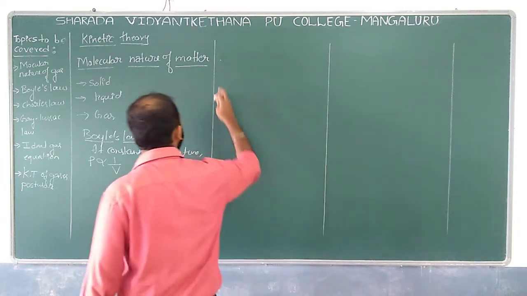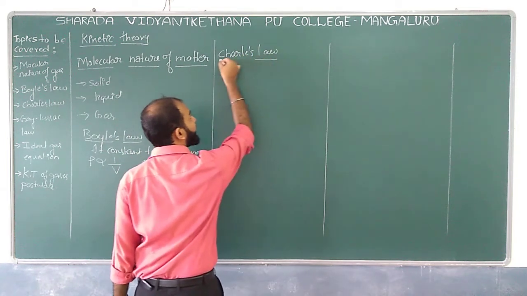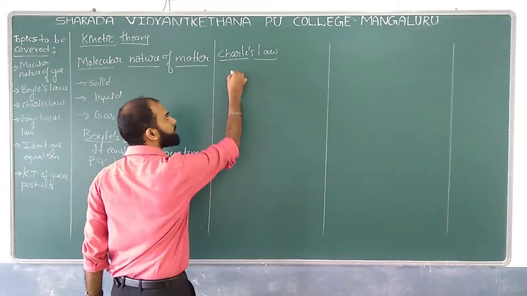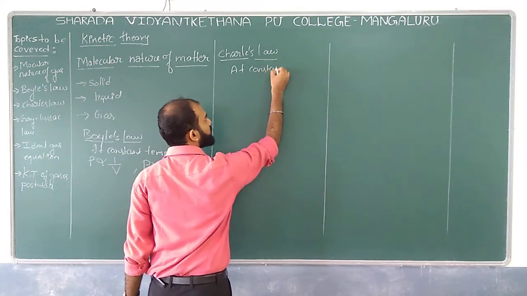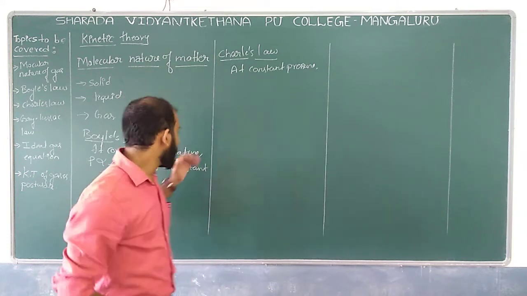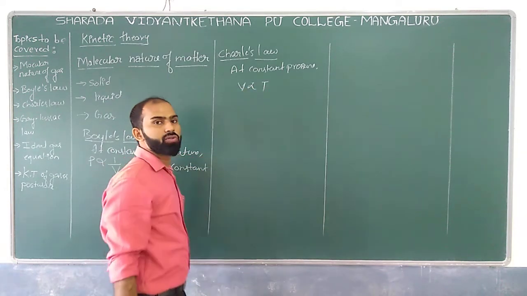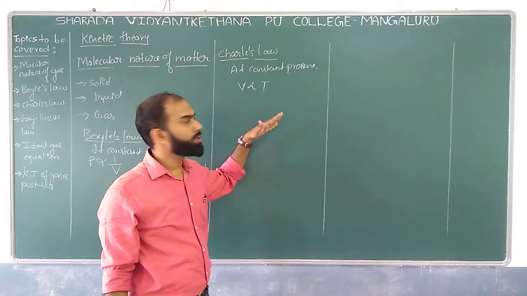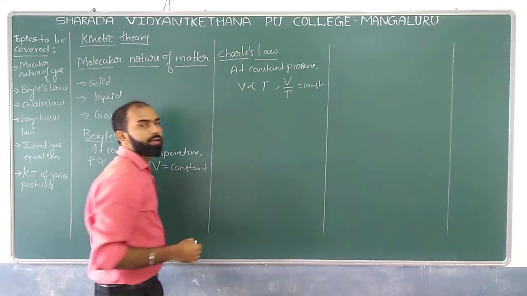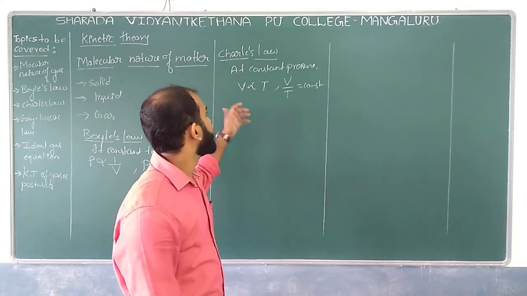Similarly, we can take one more law, that is Charles' law. What do you mean by Charles' law? Charles' law says that at constant pressure, the volume is directly proportional to temperature. We can write this as V by T equal to constant. Are you getting? This is exactly what we can expect under the concept of Charles' law.